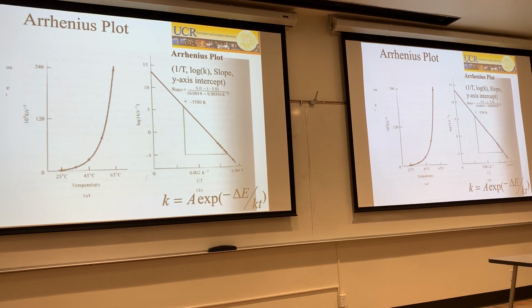And then the slope going down, the slope over here, is negative, this negative sign, and then delta E in units of k.